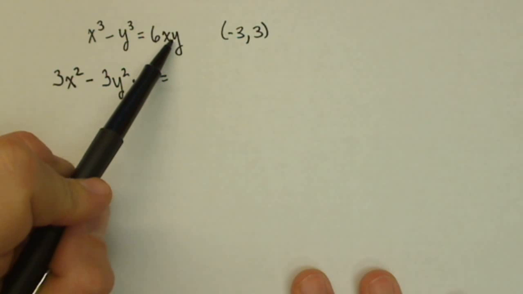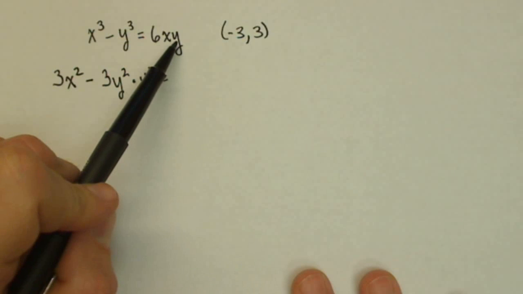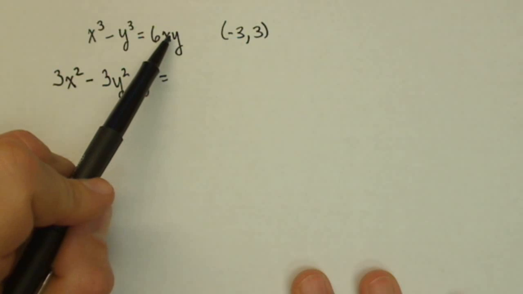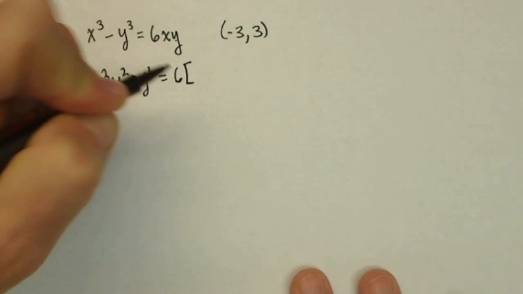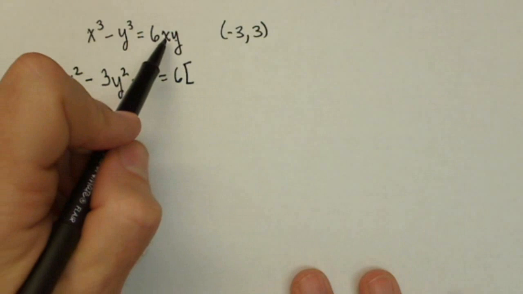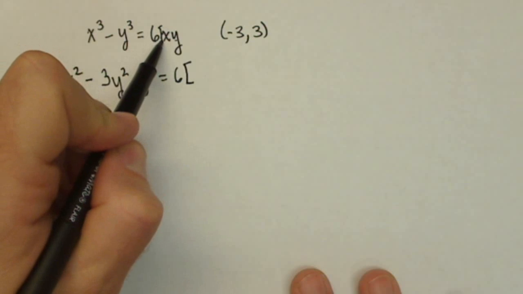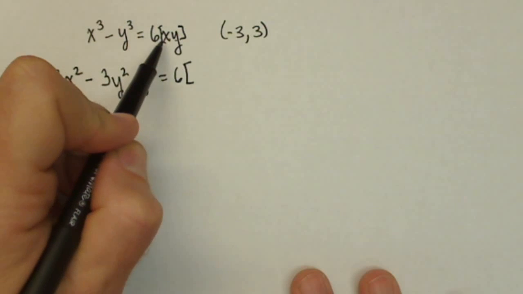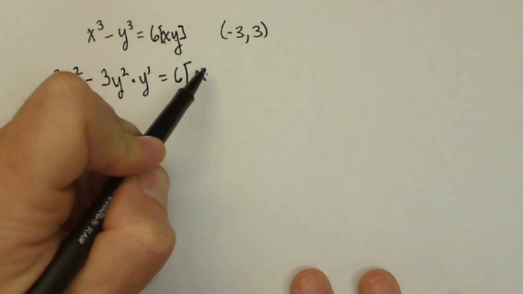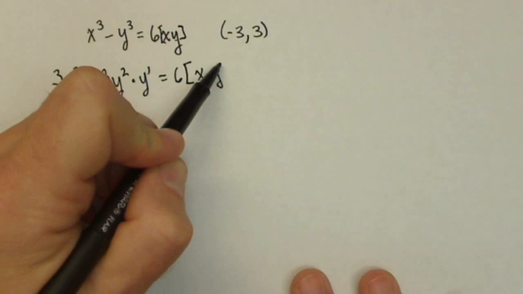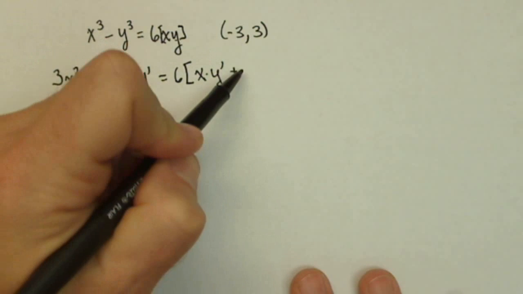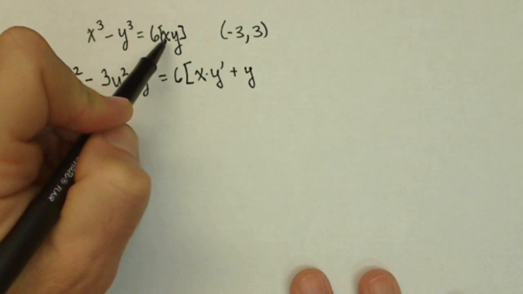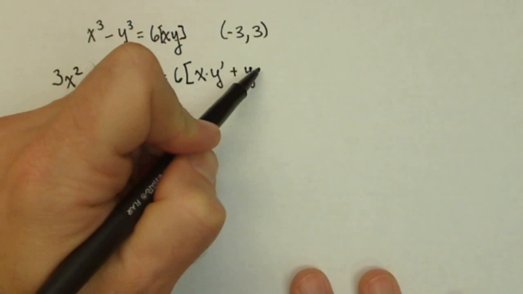Now over here, this is one where you've got to be careful because this is actually going to be a product rule. We get 6x times y. The x times y is going to require a product rule. So let's put the 6 out front and talk about the product rule here. So first we're going to have x times the derivative of y, which is y prime, because it's an implicit function of x, plus y times the derivative of x, which is 1.